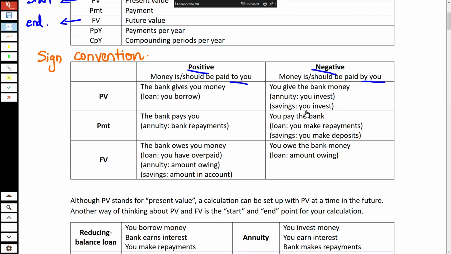So when you set up a calculation on the financial solver, if you get the signs wrong, you'll get the wrong answer. So my job for the next couple of weeks is to make sure that you put the right signs into the calculator.